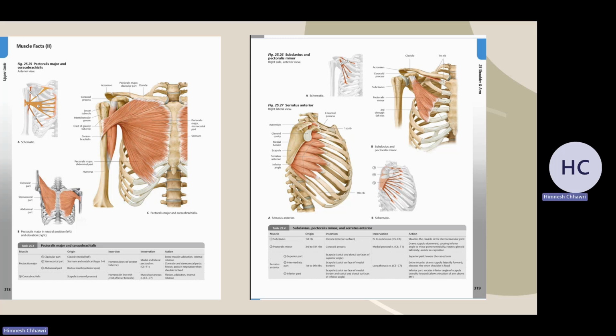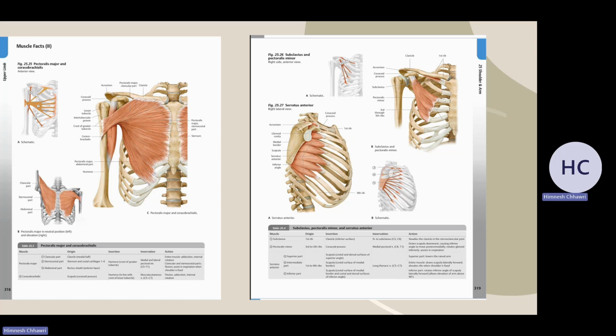Then we have the serratus anterior. Some books divide it into three parts: superior part, intermediate part, inferior part. But I just like to remember it as one muscle. There's no division into parts. It originates from ribs 1 to 9 and inserts into the medial border of the scapula.